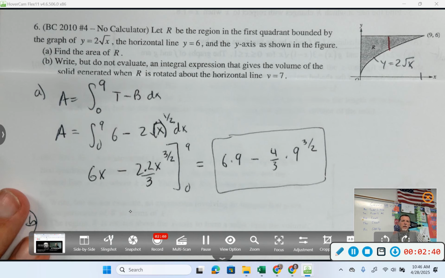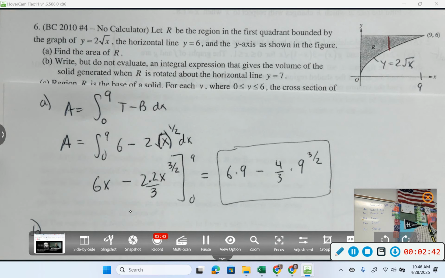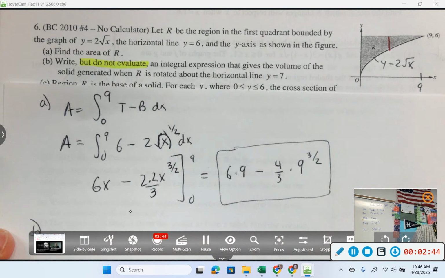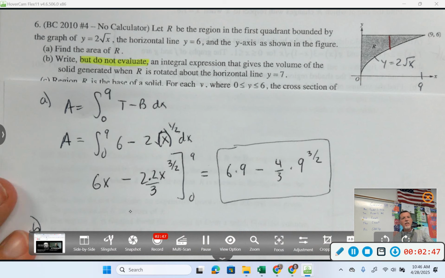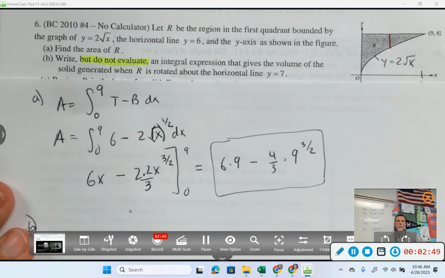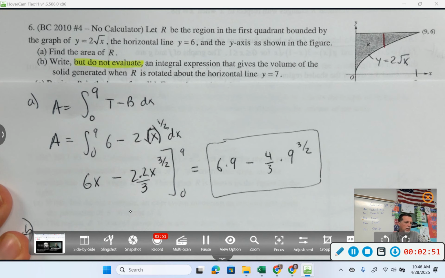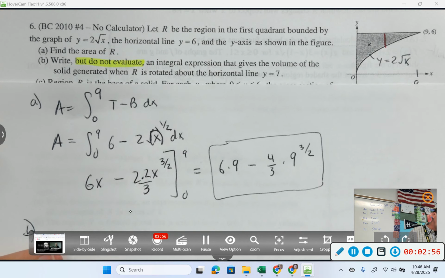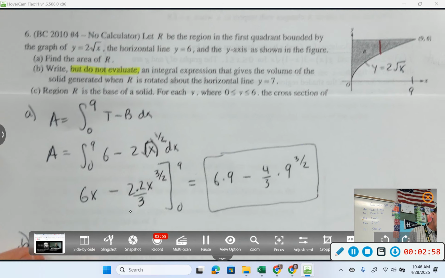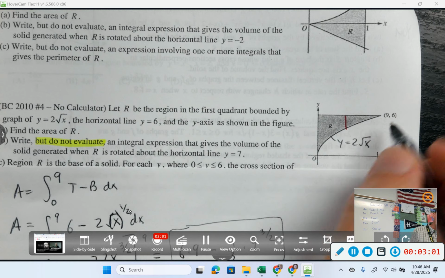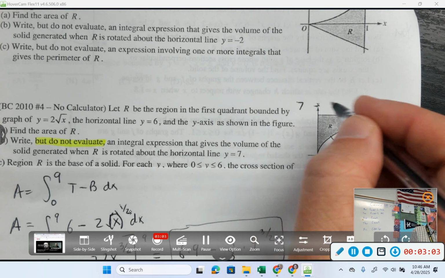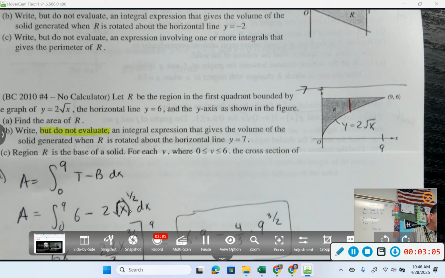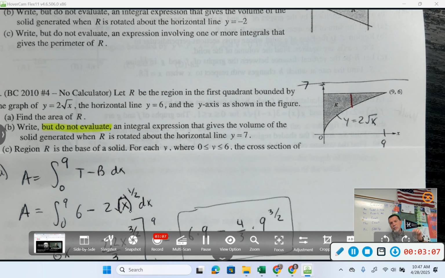Part B. Write but do not evaluate. Oh, here we go again. Good news, bad news. Don't have to solve anything, especially without a calculator. That's good news. Bad news is it might be tricky. An integral expression that gives the volume of the solid generated when R is rotated around the line y equals 7. Okay, so we're at y equals 6. If we go up here to y equals 7, oh, there's a gap between my shape and my axis. What does that mean in terms of disks and washers?